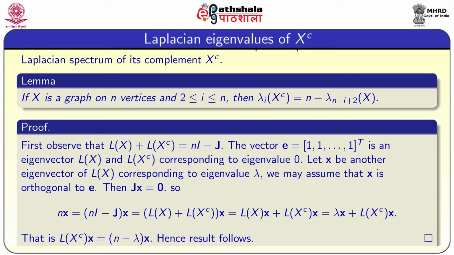So, here what we showed is that if lambda is an eigenvalue of L, then n minus lambda is a Laplacian eigenvalue of its complement.